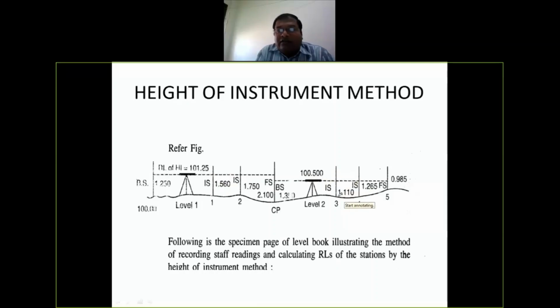Now at various points, at point 3, 4, 5, if you want to find RL of all these points, what you have to do, you have to simply deduct your IS value or foresight value from the new height of the instrument, you will get corresponding RL of that particular station. Okay, so this is very simple calculation. Now I will show you the calculation.